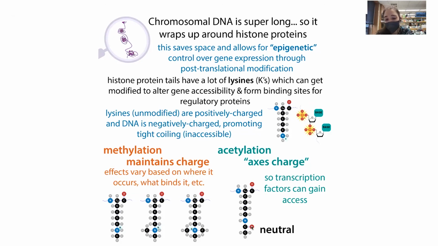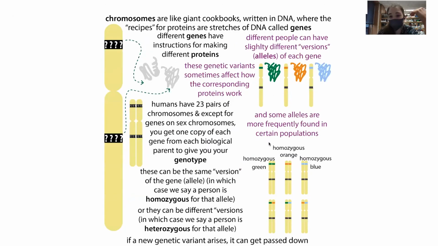If you acetylate it, then you make it neutral, and so acetylation tends to be associated with opening up and increased transcription of a region. Methylation, the effects are going to vary based on where it occurs, what binds it, etc. We call these epigenetic modifications because they're above the genetic level. With the genetic level, we're talking about what the actual sequence is. And with epigenetics, we're talking about modifications that we make on top of that genetic information that's encoded in the sequence.